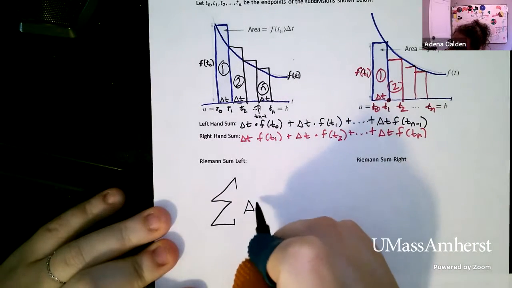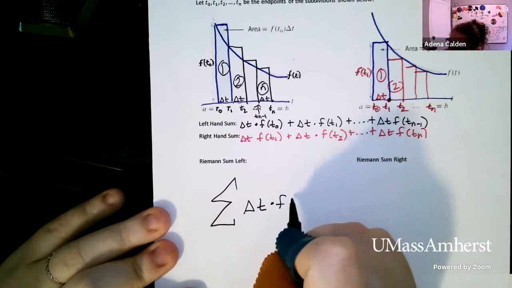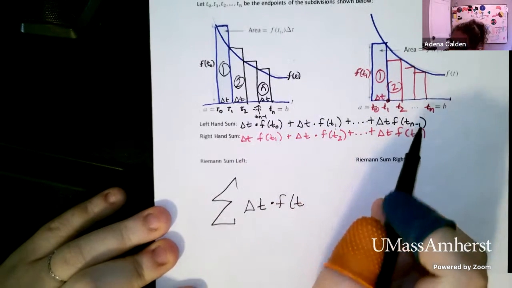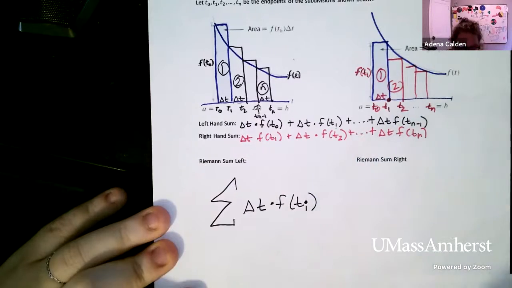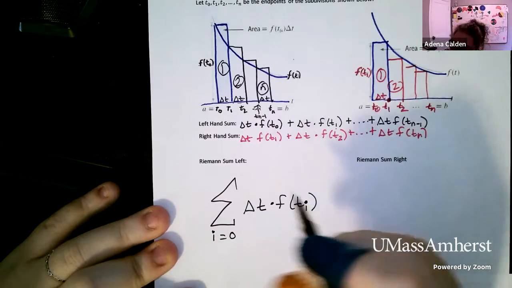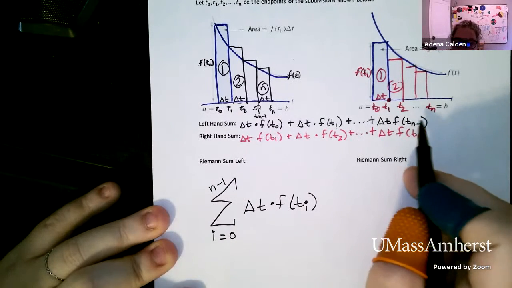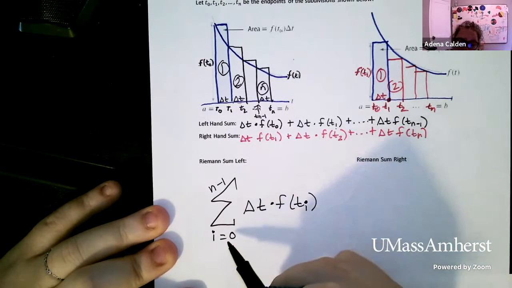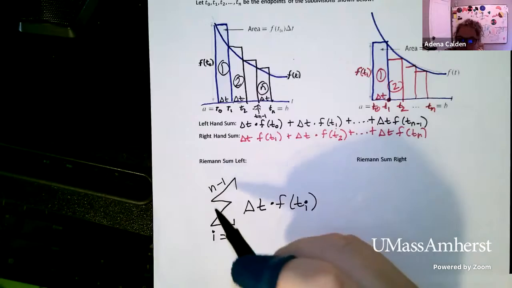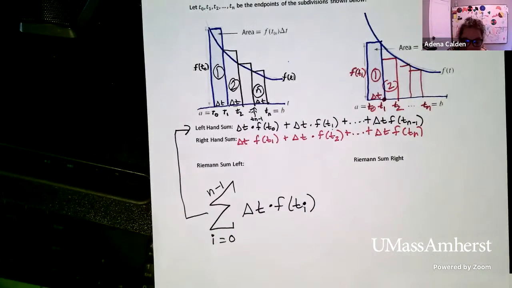We write the things that are the same. So we're summing up things that have a delta t times f of t. Now the thing that is changing is the subscript, right? So the thing that's changing, we index with an I, and then we tell the index where to start, so f of t sub 0, and where to end. So for the left hand, it's n minus 1. This says add up all the terms starting with I equals 0, then 1, then 2, then 3, and stop when you get to n minus 1. So this is how we write what's called the Riemann sum for a left-hand approximation.